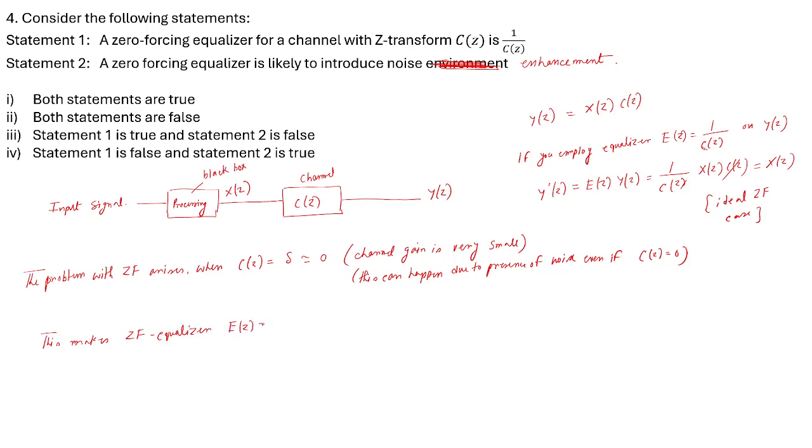Ez, which is given as 1 over Cz, very large, which is going to boost the noise.